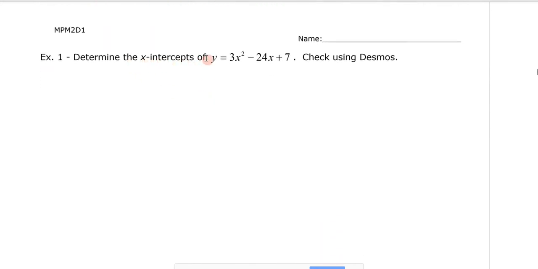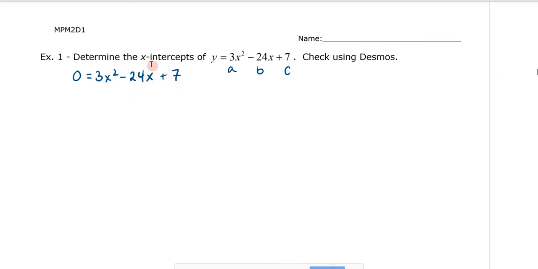Determine the x-intercepts of y equals 3x squared minus 24x plus 7. So here's an equation in standard form. A, b, and c. So 3 is a, b is negative 24, and c is 7. Okay? And if you want the x-intercepts, that means y has to be 0. So what we really are doing is solving 0 equals 3x squared minus 24x plus 7. It doesn't matter that I put the 0 on the left side. The right side is my quadratic equation. That's what I'm going to be solving.